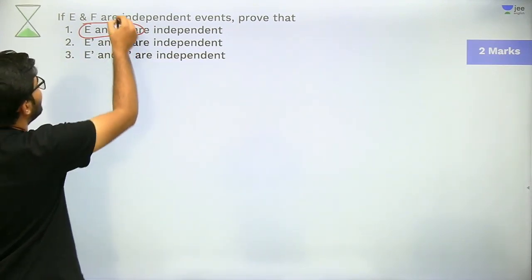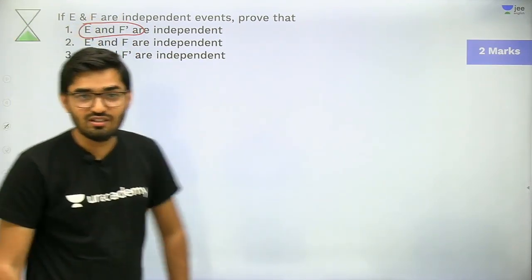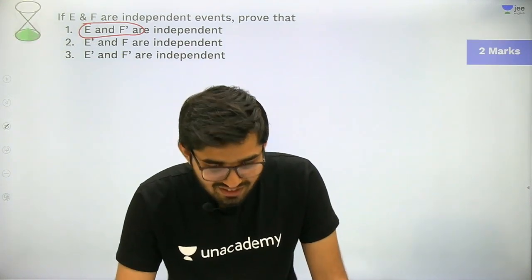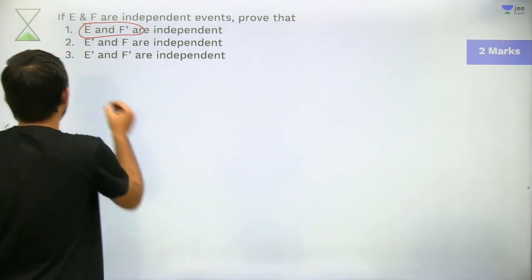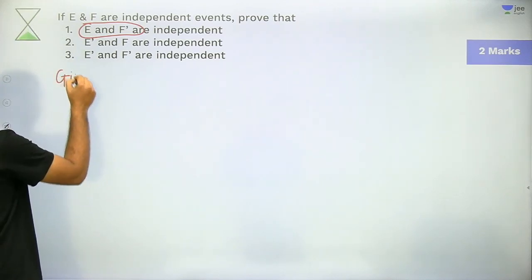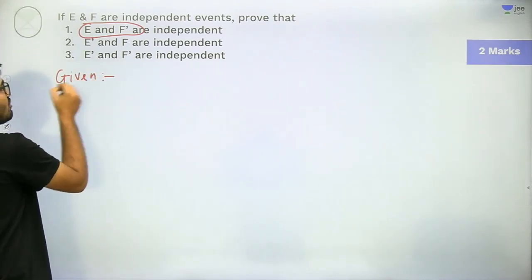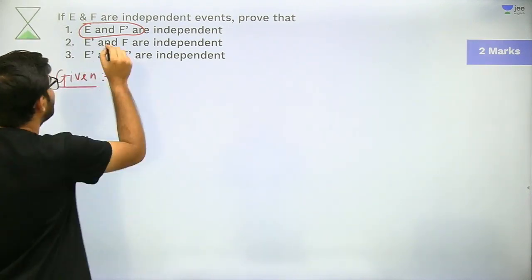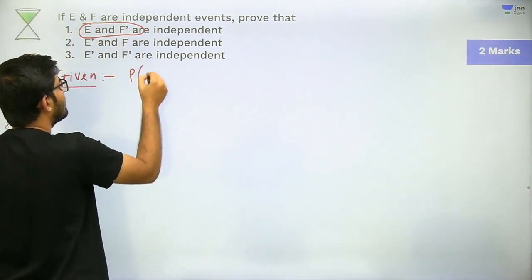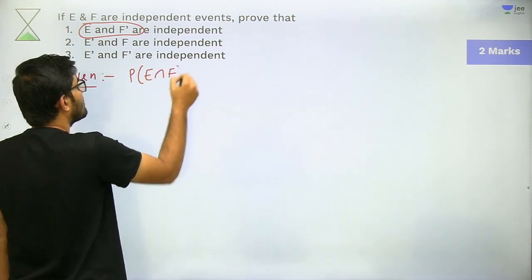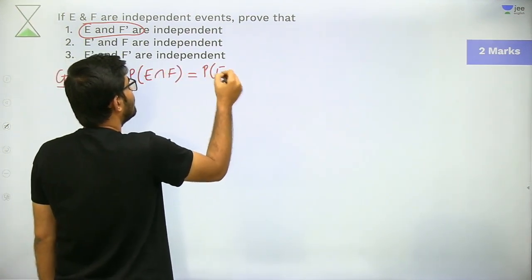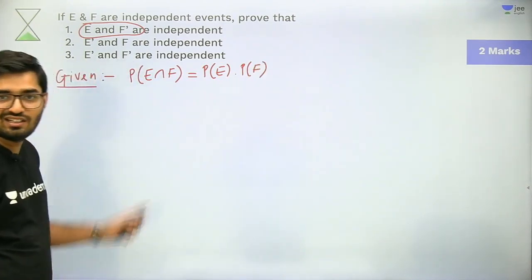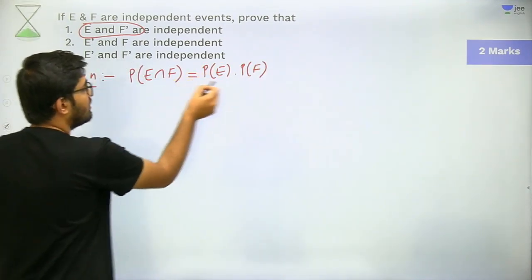So E and F are independent events. What is the concept? If 2 events are independent, then what can we say? First let me write down the given. Whenever you are writing in board exams, your presentation should also be very good, only then will you get complete marks. So first write down what is given. E and F are independent, so we can write probability of E intersection F will be equal to P(E) multiplied by P(F). This is the concept. If 2 events are independent, then P(E intersection F) is P(E) into P(F).